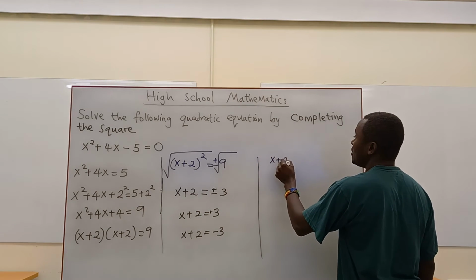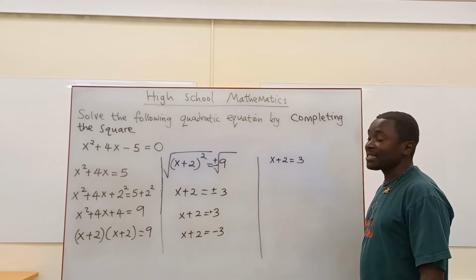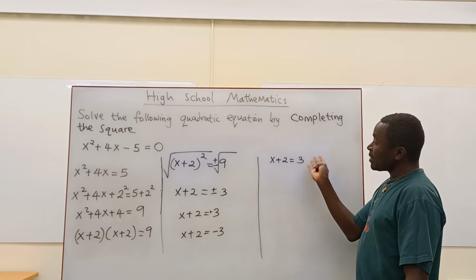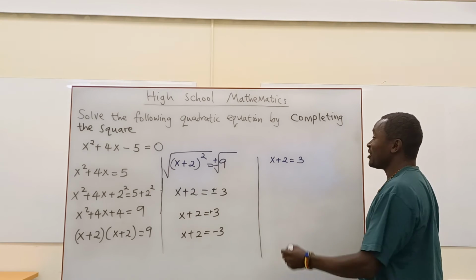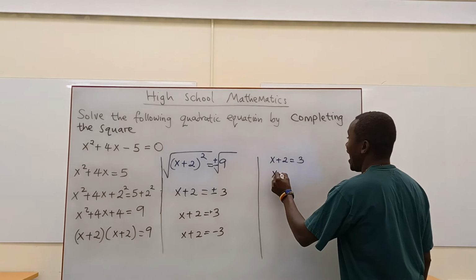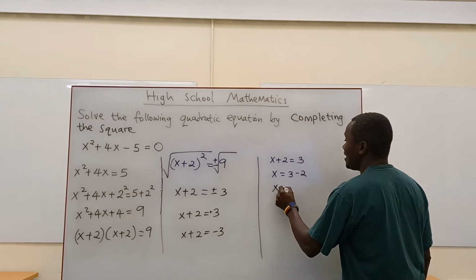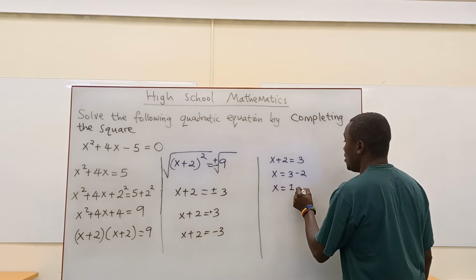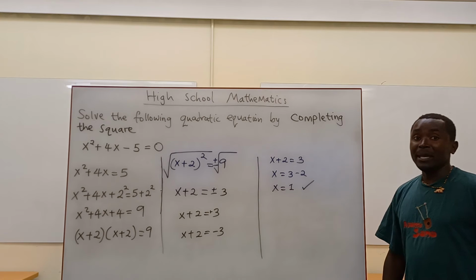x plus 2 is equal to 3, right? So in order to find the value of x, subtract 2 on both sides of the little equation. So you have x is equal to 3 minus 2, and x in that case will be 1. So the value of x here will be 1.